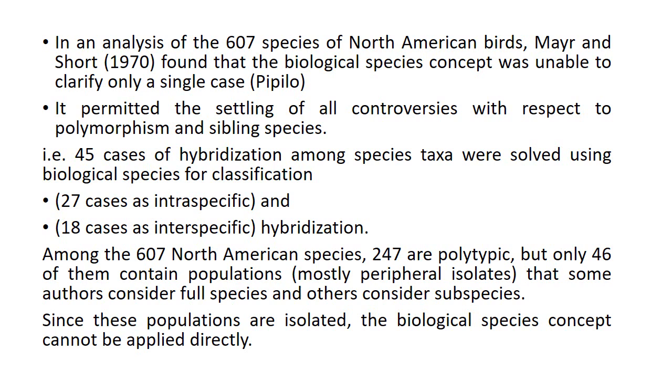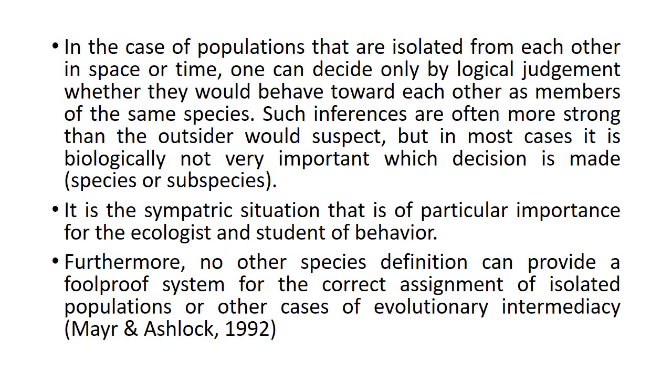Among 607 North American species, 247 were polytypic, but only 46 of them contain populations that some authors consider full species and others consider subspecies. They were probably the peripheral isolates. Since these populations are isolated, the biological species concept cannot be applied directly on them. So it is the sympatric situation that is of particular importance for the ecologist and the student of behavior. There is no other species definition which can provide a foolproof system for the correct assignment of isolated populations or other cases of evolutionary intermediacy.